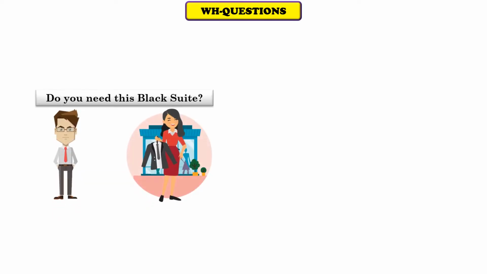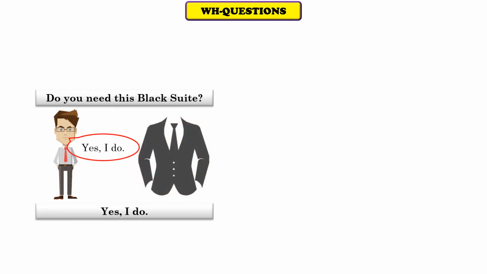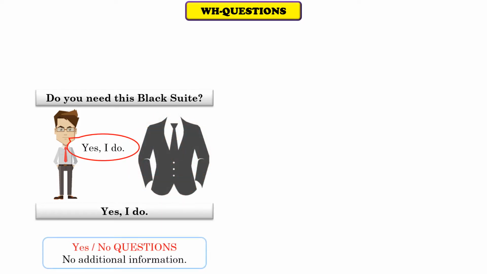WH questions. Look at this example. Do you need this black suit? Yes, I do. This is a yes and no question. You can see that we didn't give additional information.